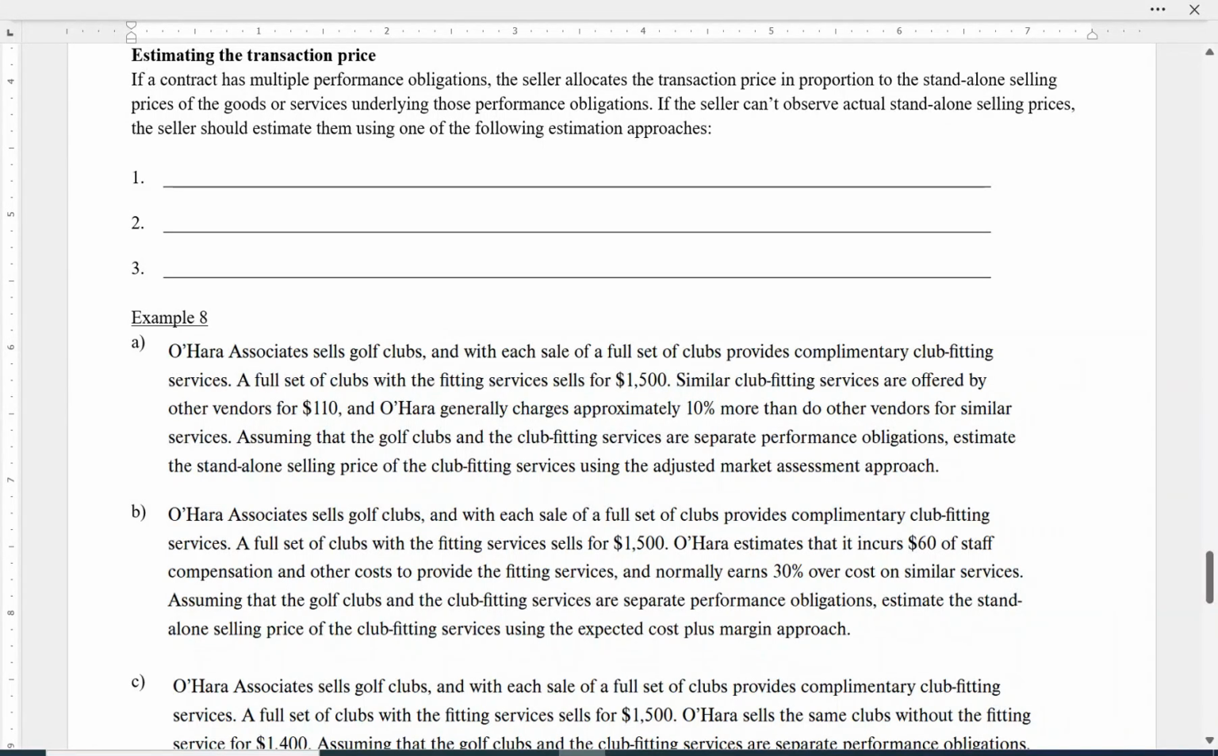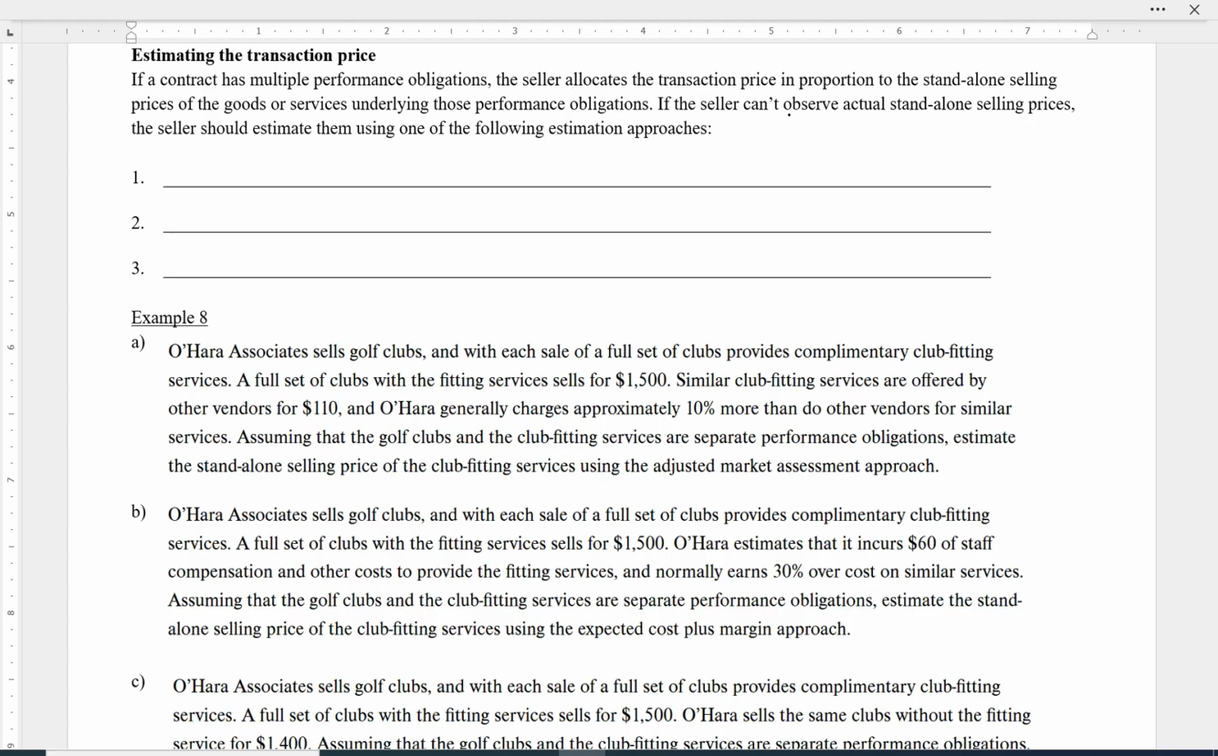When we have a contract, we want to break it down into as many specific performance obligations as possible. And then what we would do is allocate the transaction price based on each component's standalone selling prices. But what if we have a contract and we don't know the standalone selling prices of all of the performance obligations in that contract? What do we do then?